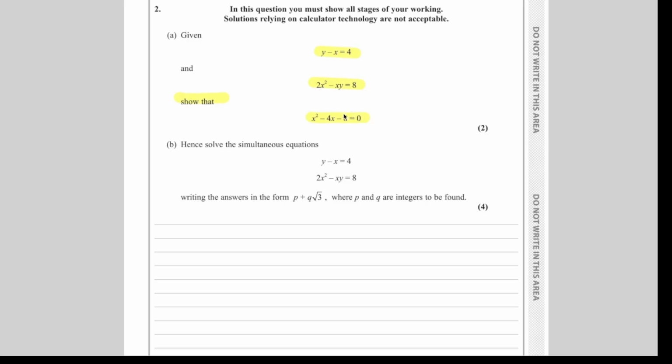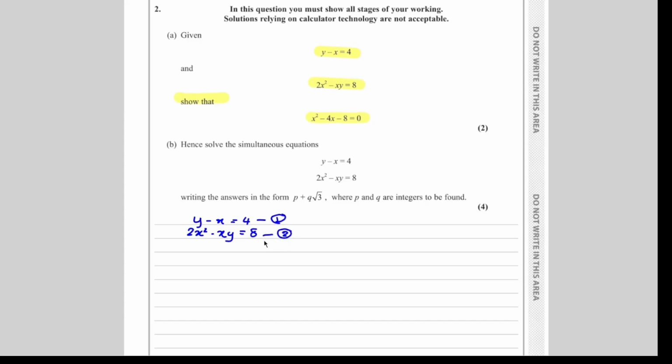So let's see how to do this question. First, go to the two equations you've been given and label them. This is the first one, y minus x equals 4. I'm labeling it equation 1. And I have another equation, 2x squared minus xy equals 8. This is the second equation.